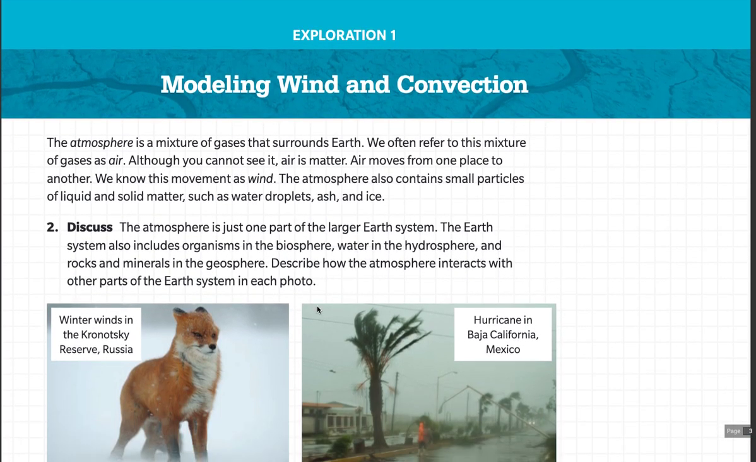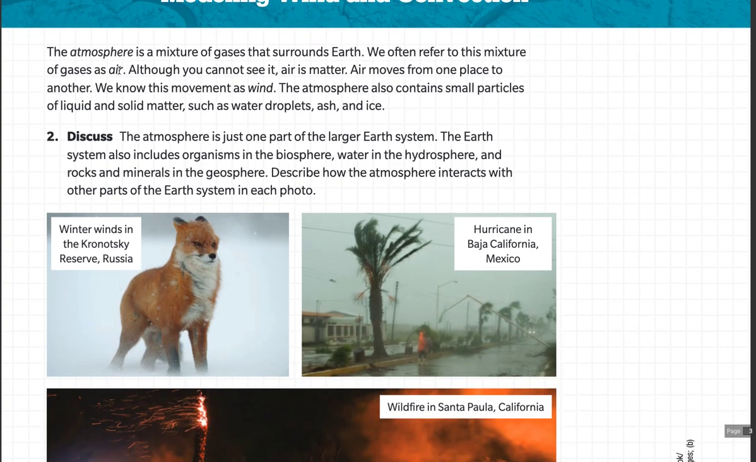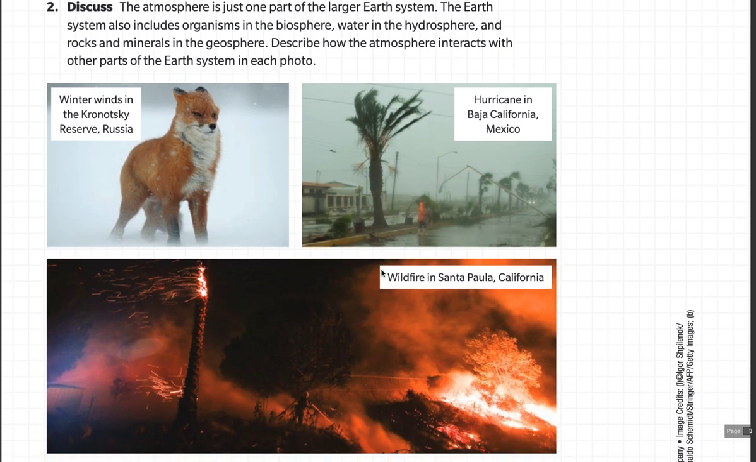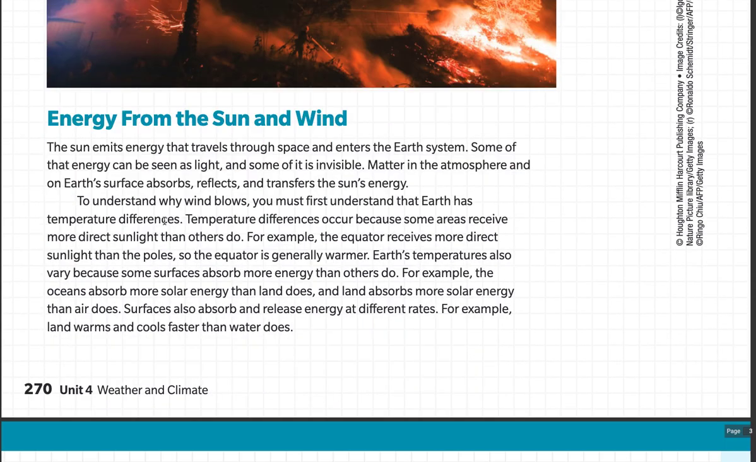And here we go. So exploration 1 is about modeling wind and convection. This is mostly talking about atmosphere, right? And the atmosphere is the gases that surround the Earth. This mentions that although we can't see the atmosphere, the air is matter, just like a liquid. If you think of how a liquid moves around on things, gas is the same. We just can't see it with our eyes. We can see the effects of it, though, like it blowing, but you can't actually see the molecules that make up the wind.